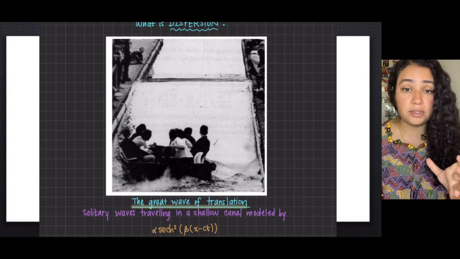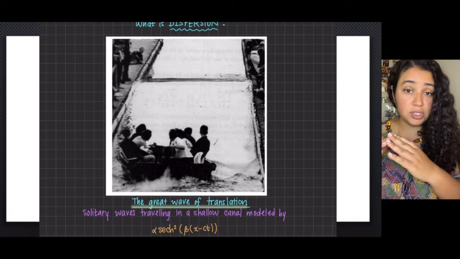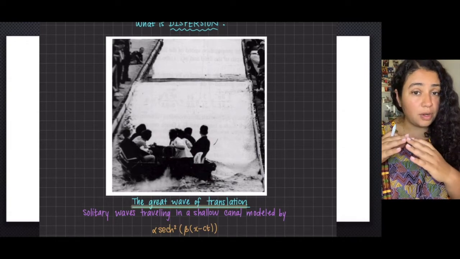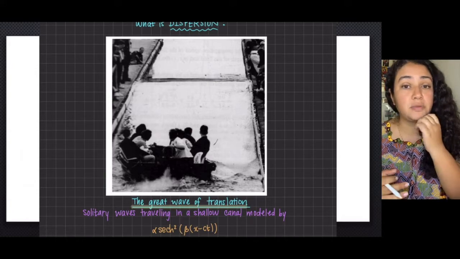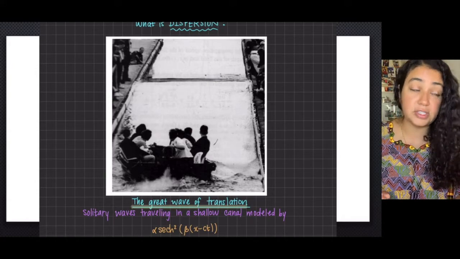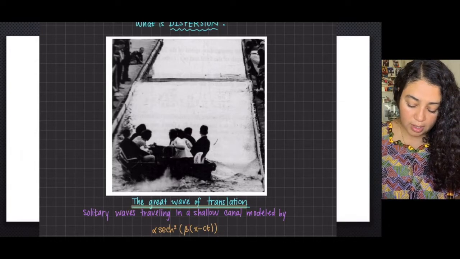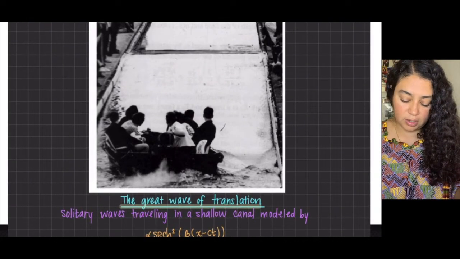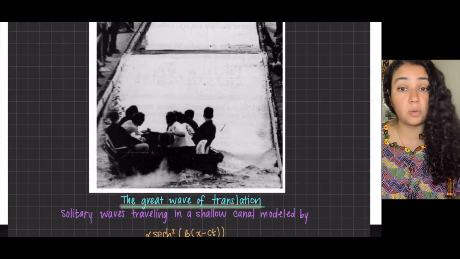What was interesting about this wave, when it was observed by Sir John Scott Russell, is that it continued moving in just about the same size and at the same speed. And so he captured this phenomenon and did a series of experiments. And mathematically, you can capture the wave behavior by using a hyperbolic secant squared function.